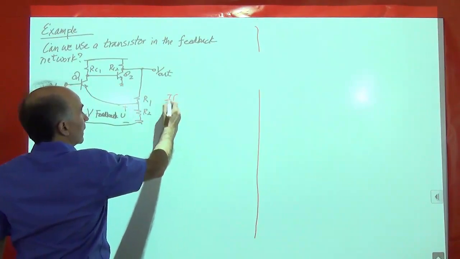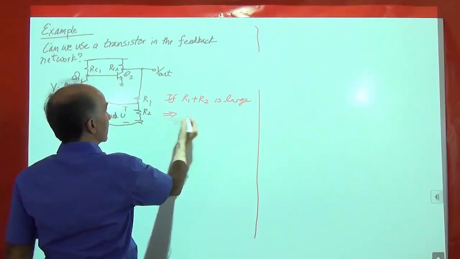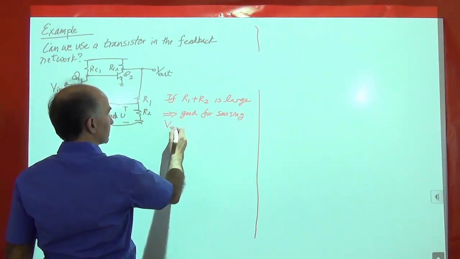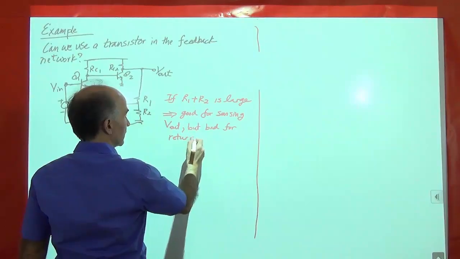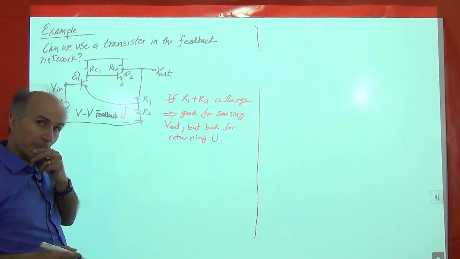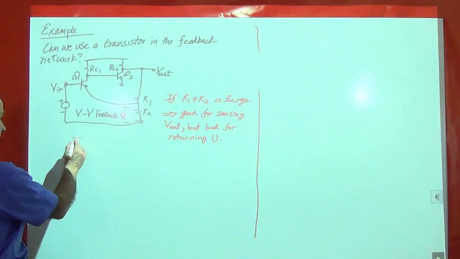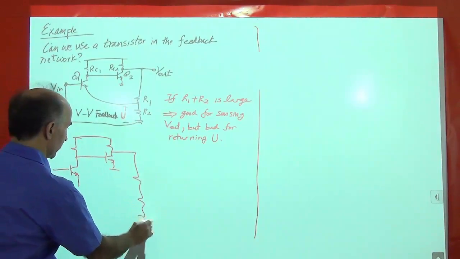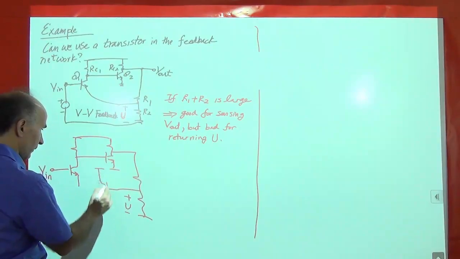So if R1 plus R2 is large, then good for sensing the out, but bad for returning U, right? U is this voltage here, right? Because now the output impedance is too high. Okay, so maybe I can play a circuit trick to alleviate the situation. And my circuit trick is like this. I'm going to draw that very quickly. And here's what we're going to do. So here's our divider, and here's the input. This is U. I will use an emitter follower right here.